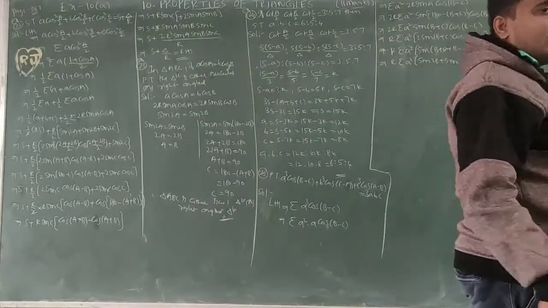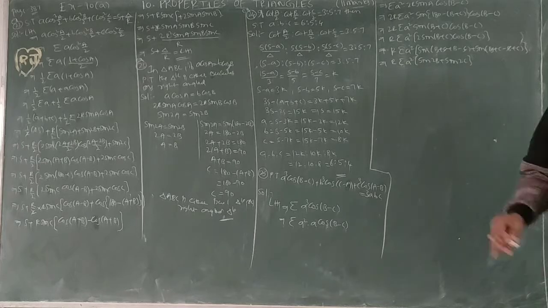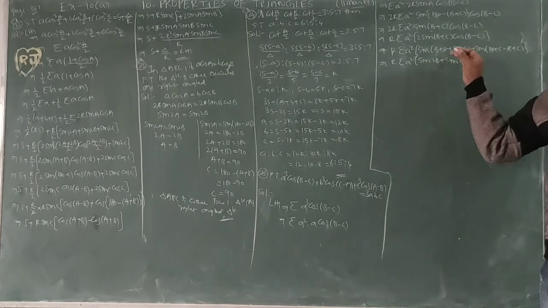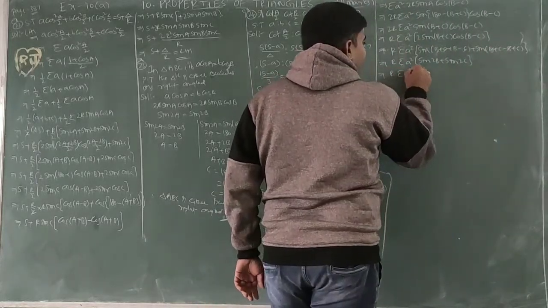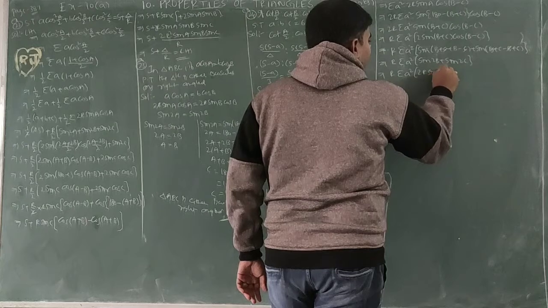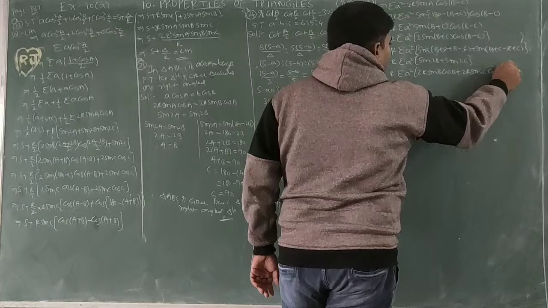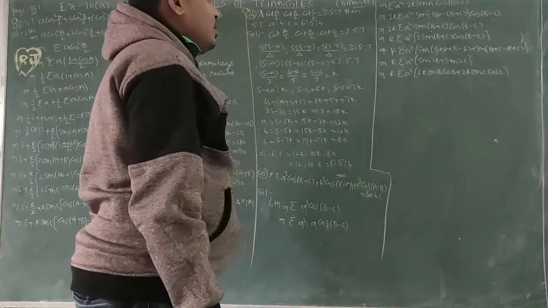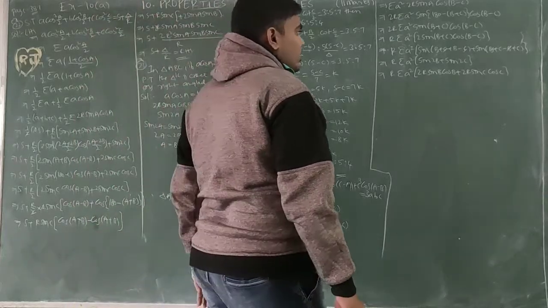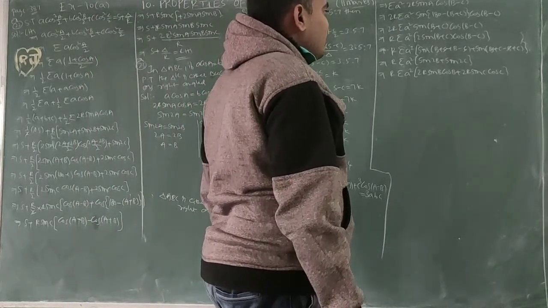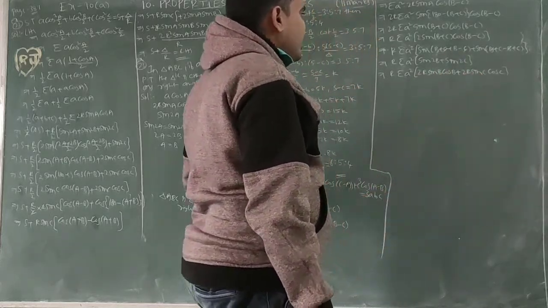So what is sin 2B? Sin 2B equals 2 sin B cos B, and sin 2C equals 2 sin C cos C. Converting using the sine rule, R into sigma a square (2R sin B cos B plus 2R sin C cos C). Next, 2R is common, sin B cos B plus sin C cos C. So we won't get any result this way.